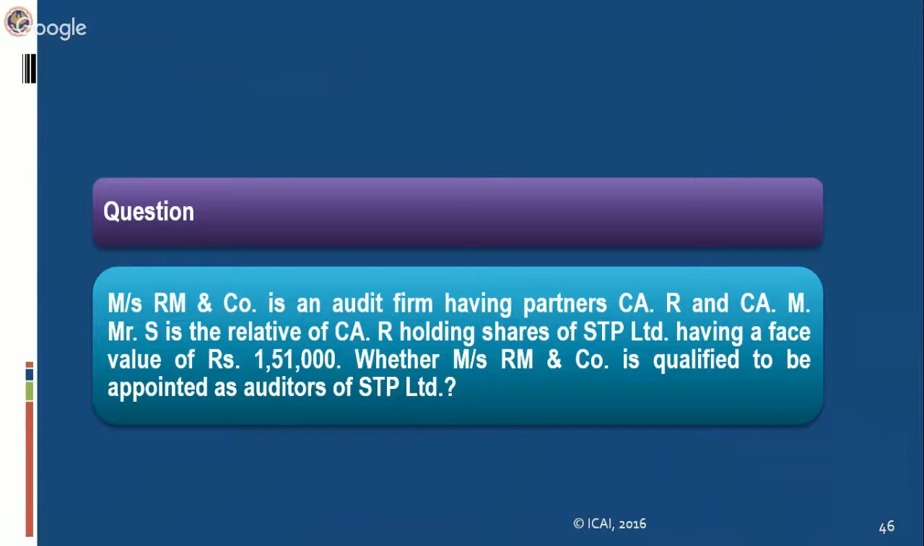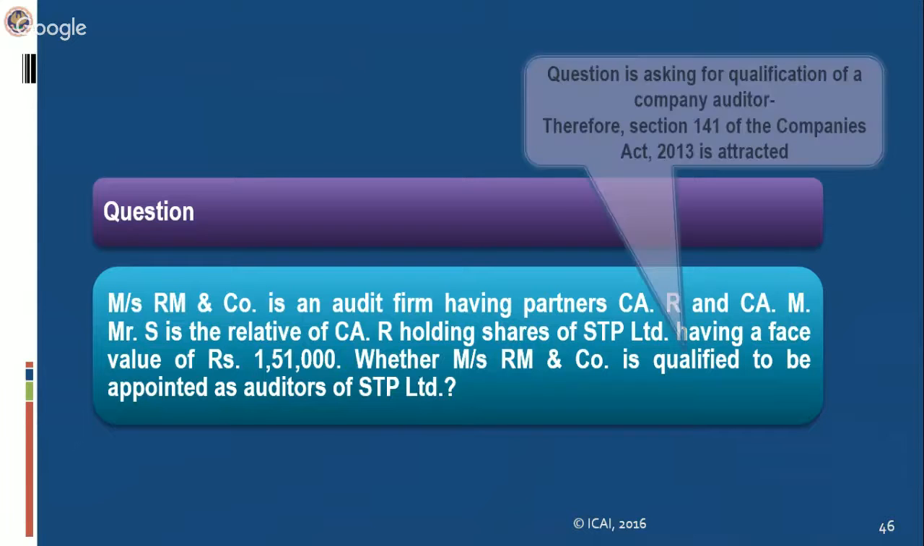Here you can see the question is talking about the qualification or disqualification of a company auditor. Now, you need to recall where the qualification or disqualification of a company auditor is discussed. It is discussed under section 141 of the Companies Act 2013. Therefore, section 141 of the Companies Act is attracted.